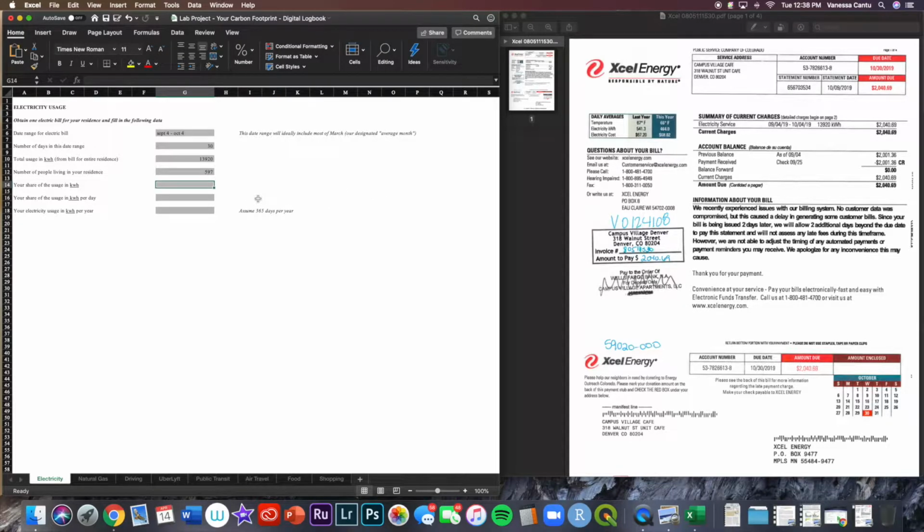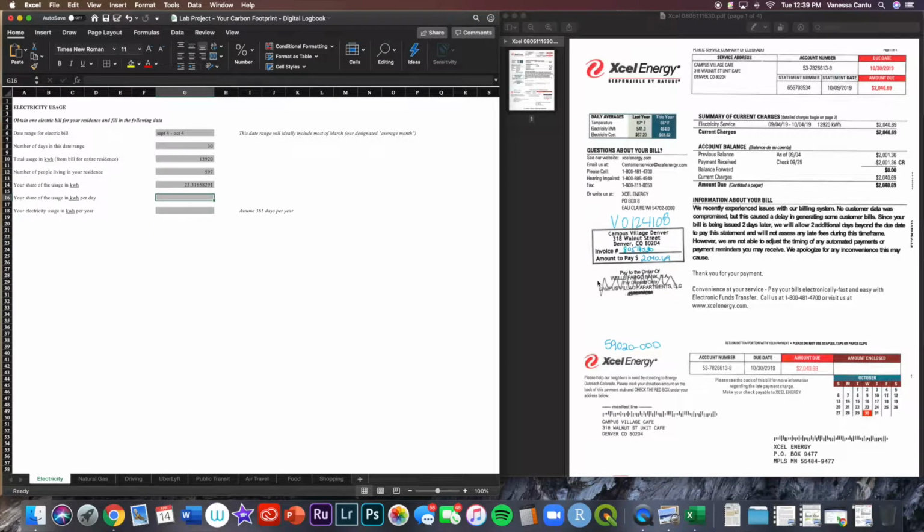To do your share of usage in kilowatt hours, you can do this on the calculator, or you can just input the calculation into Excel. I'm just going to put the calculation into Excel. It's going to be this value divided by this value. So it's the total usage divided by the number of people living in your residence. You'll get a value close to 23. And then you're going to get your share of the usage in kilowatt hours per day.